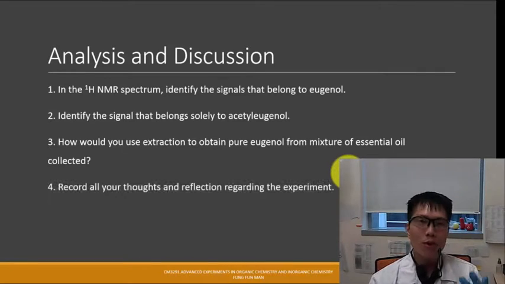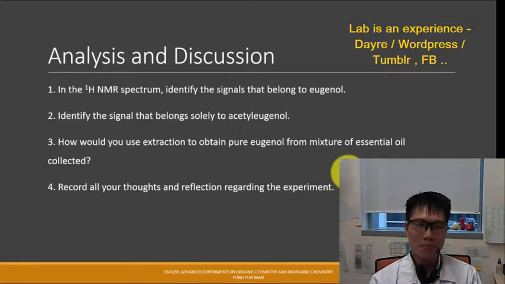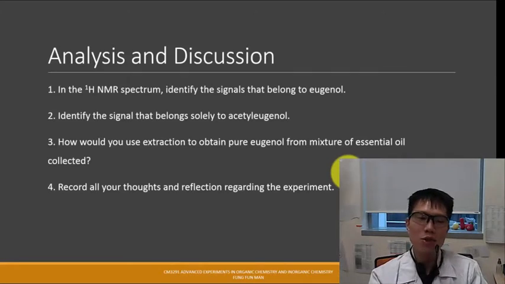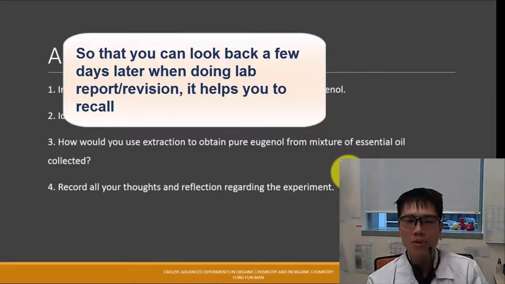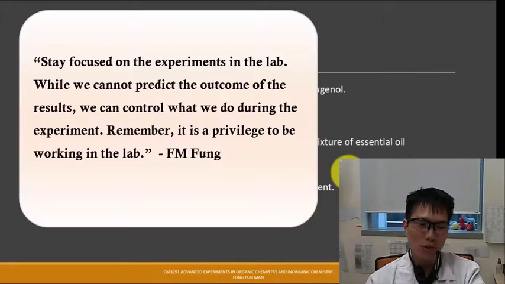How to do it? Just brainstorm, you can talk to your friends. And lastly, record what you see, what you hear, what you feel, all your thoughts and reflections regarding the experiment. It's more like a diary, a journal, a life journal: record what you have done, what's my mood, how do I feel, what happened. Always stay focused on experiments in the lab. Remember that while we cannot predict the outcome of the results, whatever your product, yield or purity, if you do the right thing, stay focused and do not get distracted, we can control this, right?